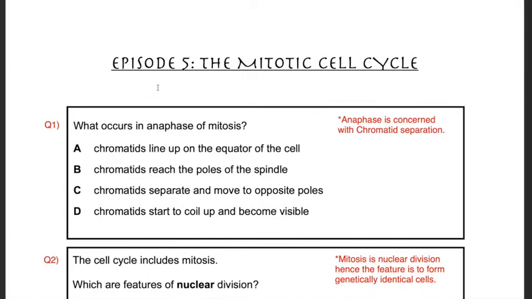Question 1. What occurs in anaphase of mitosis? A. Chromatids line up on the equator of the cell. B. Chromatids reach the poles of the spindle. C. Chromatids separate and move to opposite poles. D. Chromatids start to coil up and become visible.